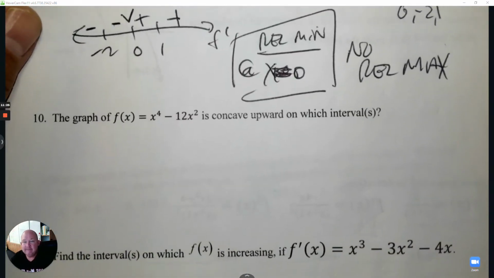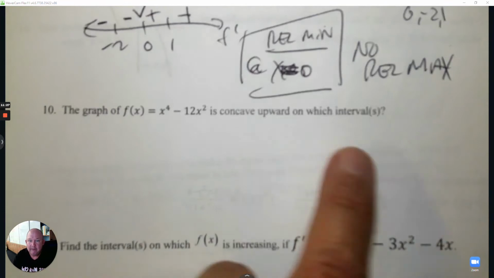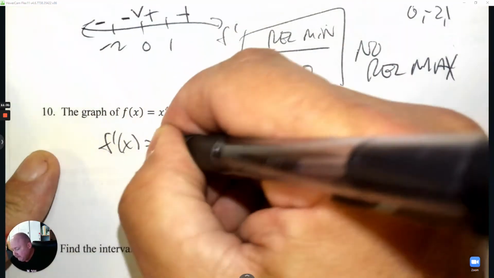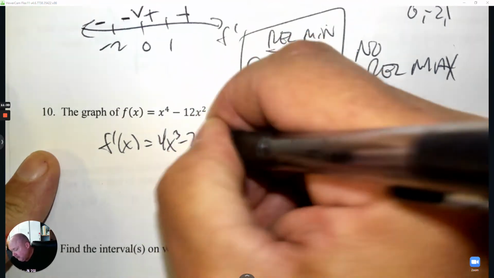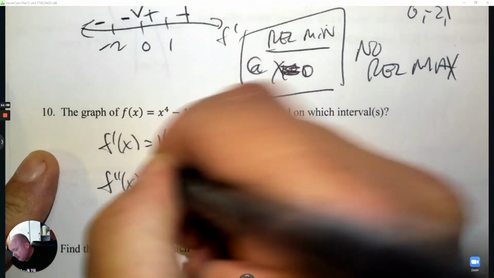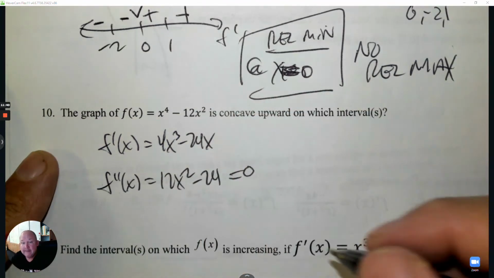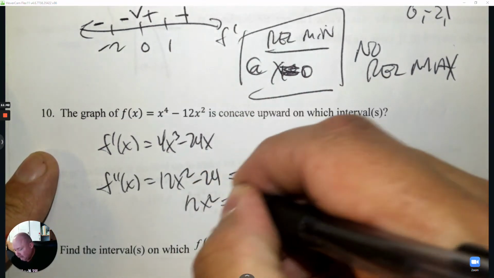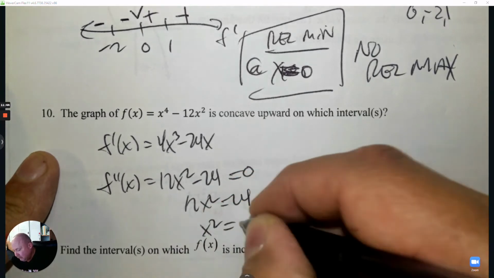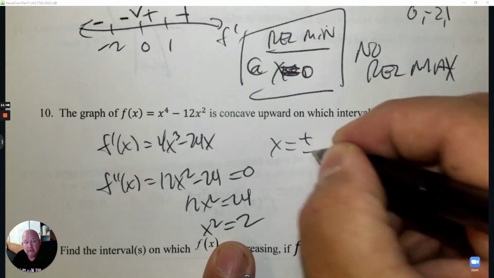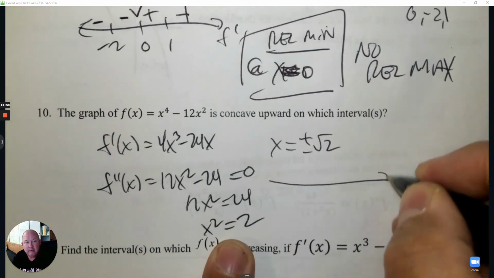All right. This graph is concave up on what interval? So that's the second derivative. So the first derivative is 4x cubed minus 24x. The second derivative is 12x squared minus 24 equal to 0. We're going to solve this. So that's 24 divided by 12. That's 2. And again, you get positive and negative square root of 2.